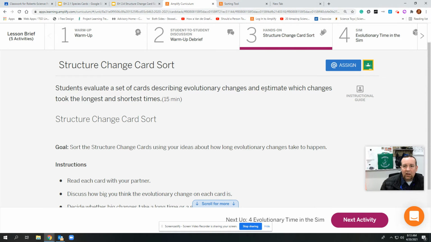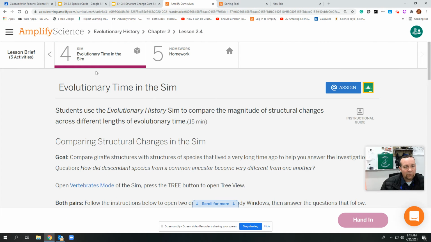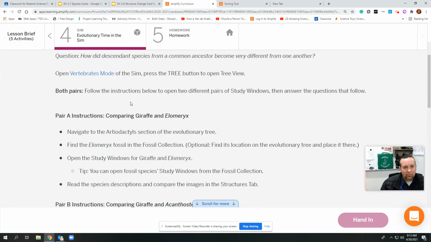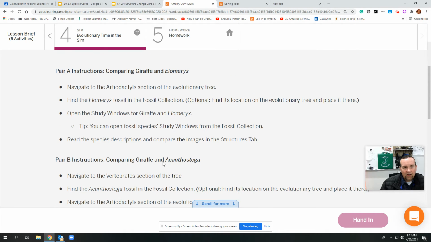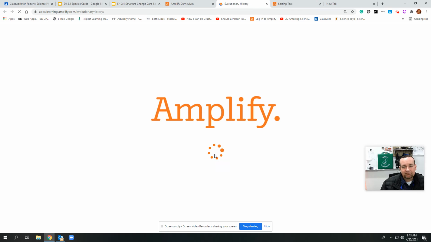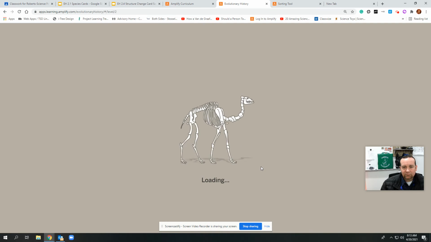And now we're going to dive into the sim. So, for this sim activity, we are going to be investigating a giraffe and an Elamyrex, and we're also going to be investigating a giraffe and a Acanthostega. I hope I said that right. So let's go ahead and open up our sim. And we need to go to our vertebrates mode.